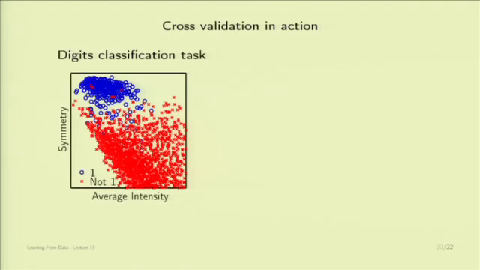So let's look at cross-validation in action. I'm going to go with a familiar case. You remember this one? These were the handwritten digits, and we extracted 2 features, symmetry and intensity, okay?